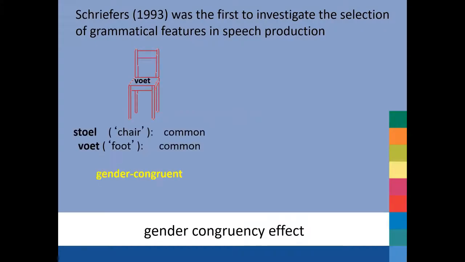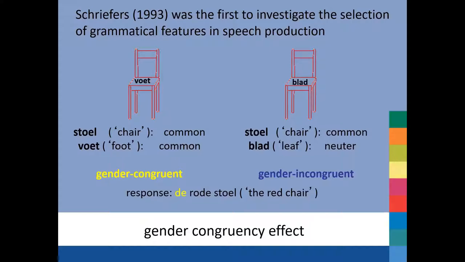Herbert exposed Dutch participants to colored pictures, so for example, this red chair, and at the same time presented a distractor word to them. Okay, so this is called the picture word interference paradigm. It's a very well-known paradigm in speech production. And in this case, the distractor word, foot in this case, either had the same gender as the target object, or it had a different gender. So it was either gender congruent or gender incongruent, okay?